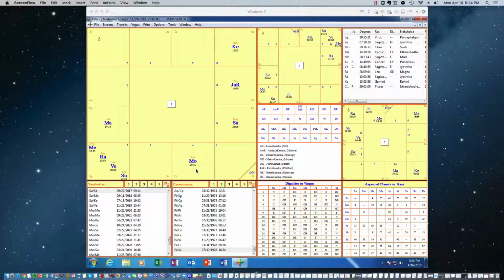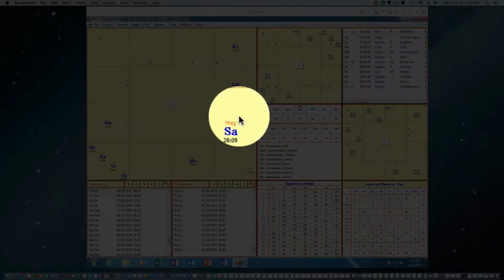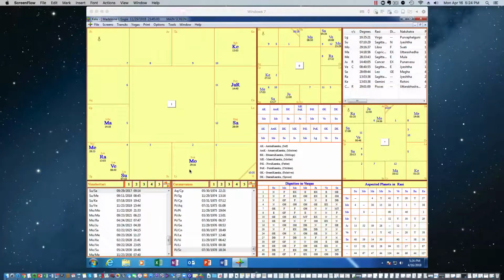Then the next condition is the fifth house needs to be involved. It's the house of creativity. And we see here the fifth house is in Capricorn, so it's ruled by Saturn. So we go back over here again. Here's Saturn aspecting the moon. So she meets that condition as well.